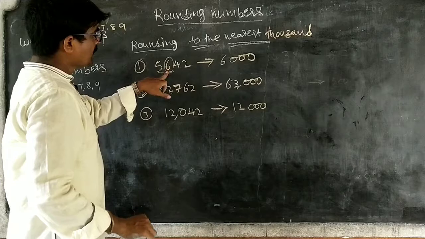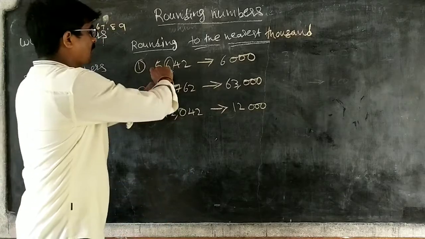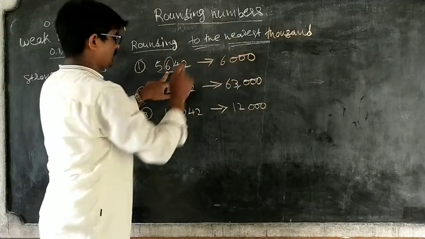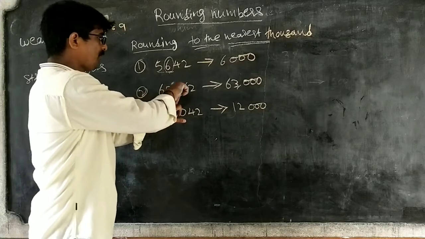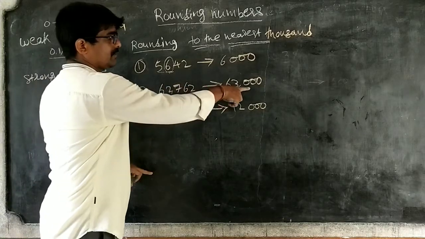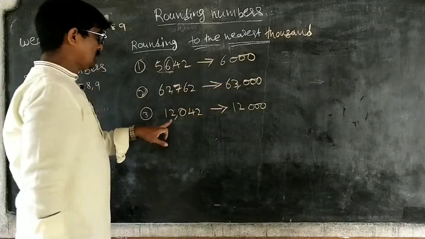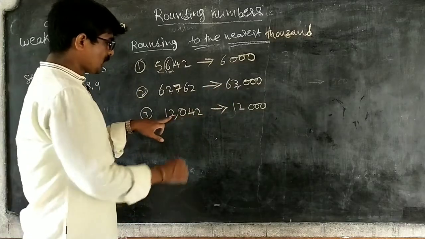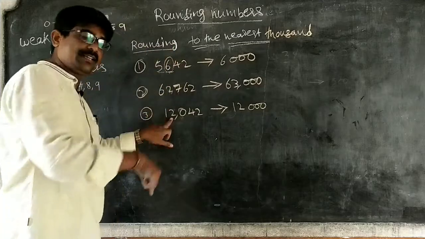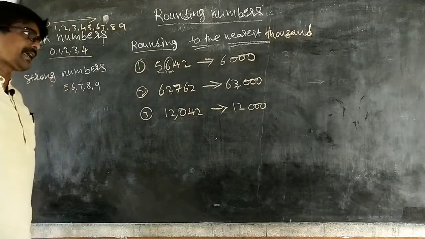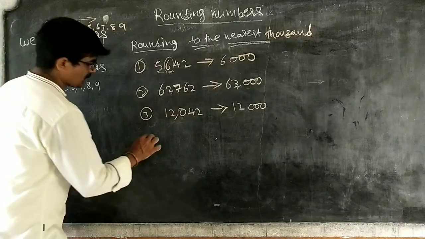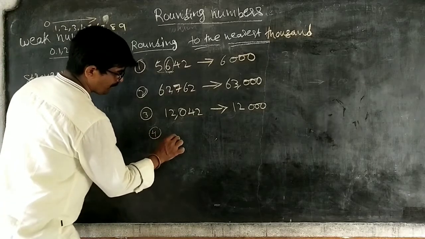Here also 6 is strong. That's why 5 after 6, we are going to 6,000. Here 7 is a strong number. That's why 2 after next is 3. That is equal to, I am writing, 63,000. 12,042: the 100 place is 0. 0 is a weak number. That's why I am going with 12,000. Okay? Understood?